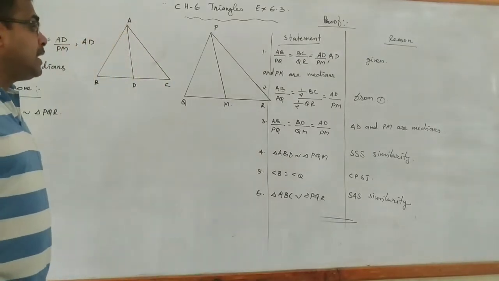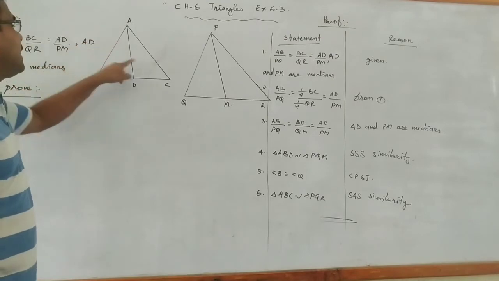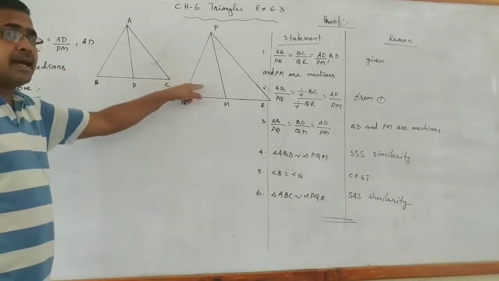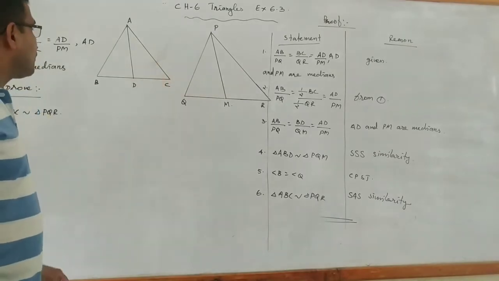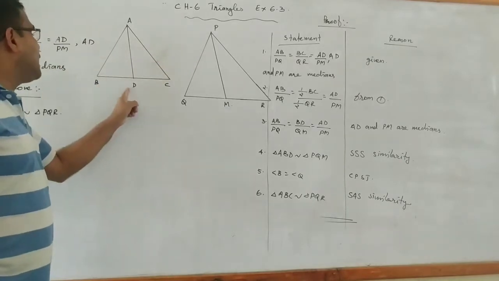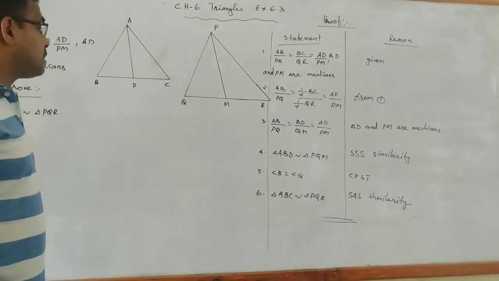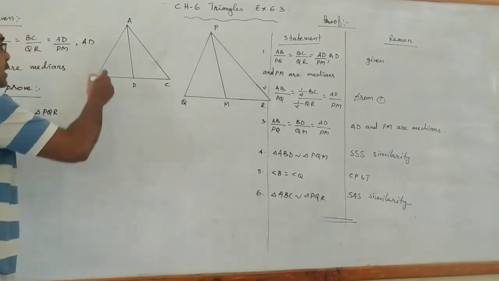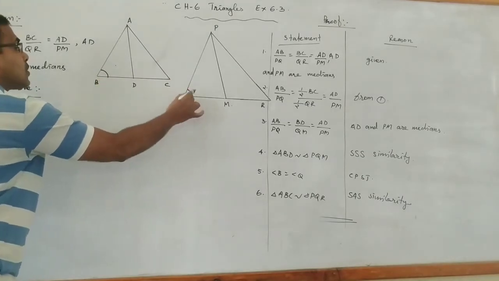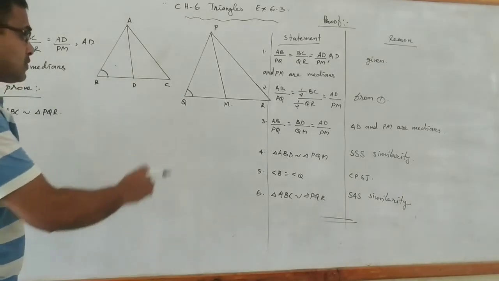The reason is AD and PM are medians. Now you see, that is why we can say triangle ABD and triangle PQM are similar by SSS similarity, because AB by PQ equals BD by QM equals AD by PM. If these two triangles are similar, now we can say angle B equals angle Q because of CPCT. Angle B and angle Q are equal to each other because of CPCT.